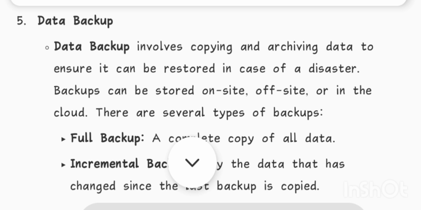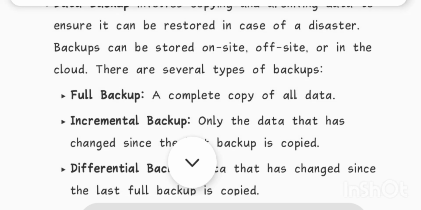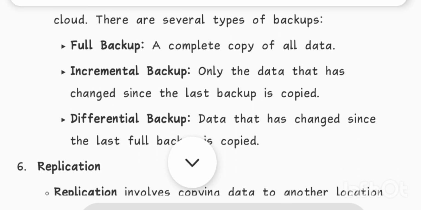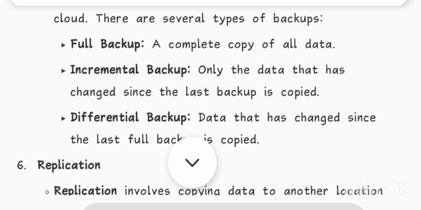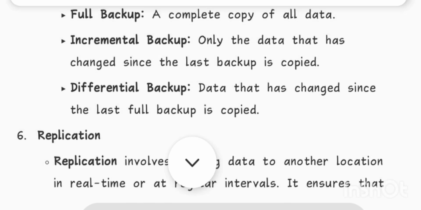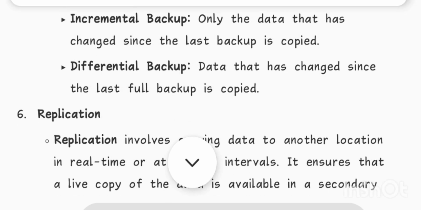5. Data backup. Data backup involves copying and archiving data to ensure it can be restored in case of a disaster. Backups can be stored on-site, off-site, or in the cloud. There are several types of backups. Full backup, a complete copy of all data. Incremental backup, only the data that has changed since the last backup is copied. Differential backup, data that has changed since the last full backup is copied.